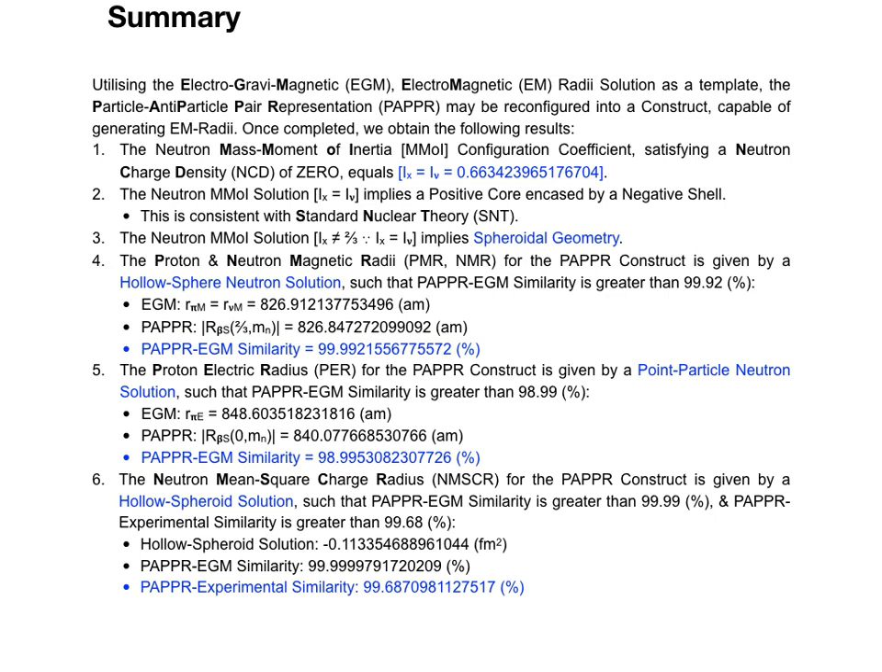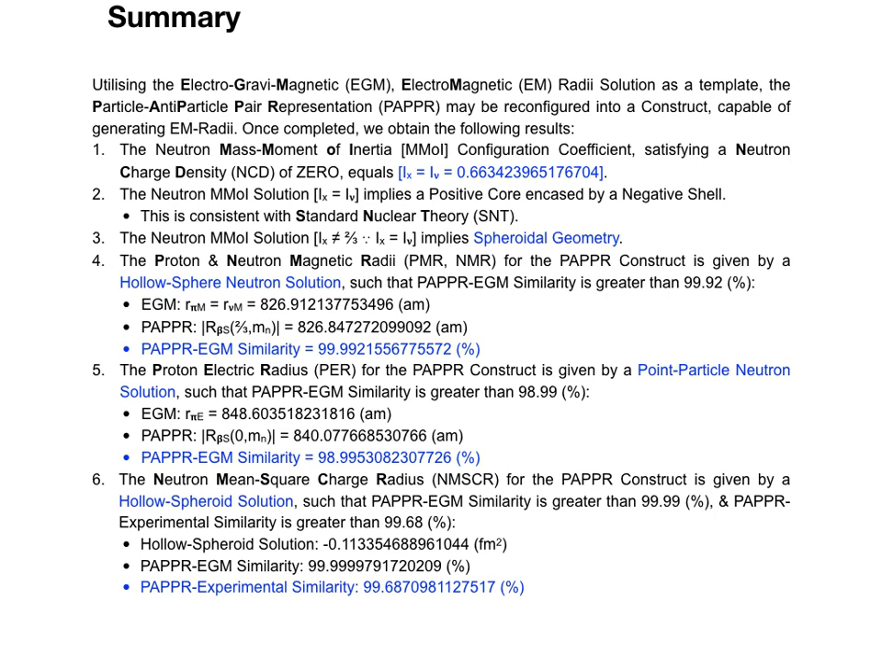This is consistent with standard nuclear theory. Number 3. The neutron mass moment of inertia solution I sub x does not equal 2/3 because I sub x equals I sub nu implies spheroidal geometry. Number 4. The proton and neutron magnetic radii for the PAPPR construct is given by a hollow sphere neutron solution such that PAPPR EGM similarity is greater than 99.92%. Number 5. The proton electric radius for the PAPPR construct is given by a point particle neutron solution such that PAPPR EGM similarity is greater than 98.99%.